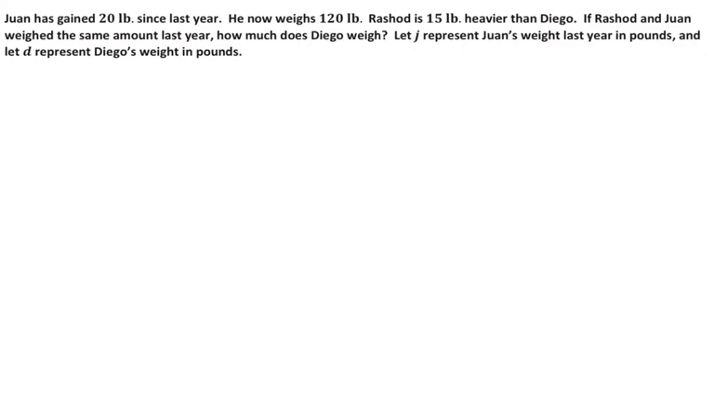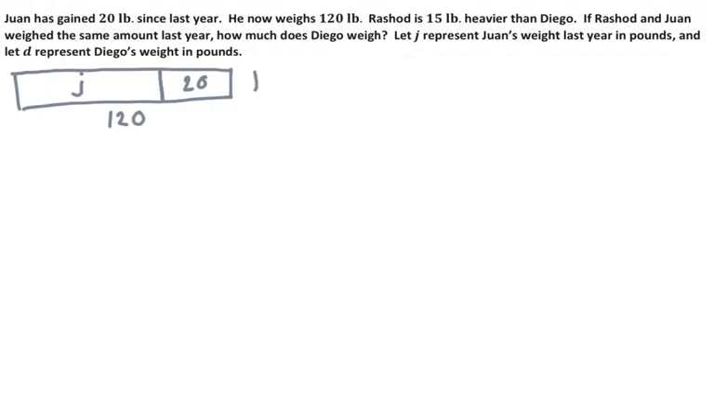So we're going to start by drawing a tape diagram that is going to represent Juan's weight. So I'm going to draw a rectangle, and then I'm going to cut it into two boxes. This first box will be J, and the second box will be 20, and then the whole thing is going to be 120. So this is Juan.